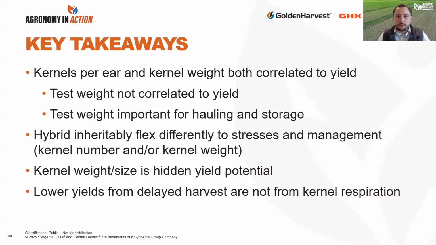And finally, lower yields from delayed harvest. It's not coming from kernel respiration. Is it coming from our combine eating it? Is our yield monitor not calibrated? That's yet to be determined. But we're quite certain that the kernel in and of itself is not the reason for the loss of yield.